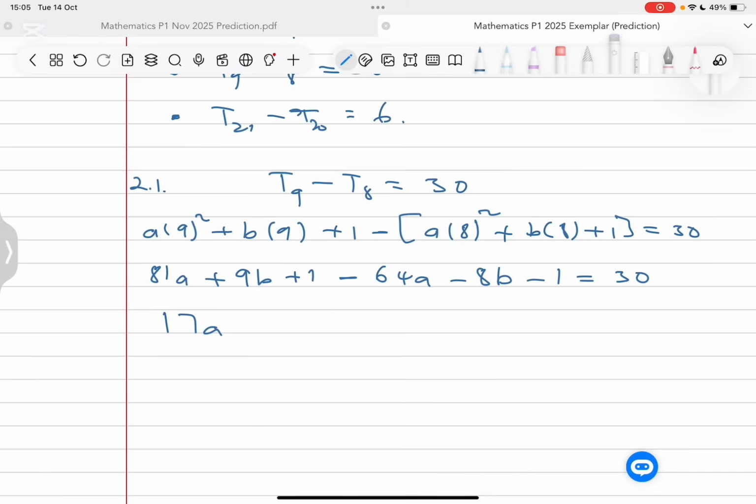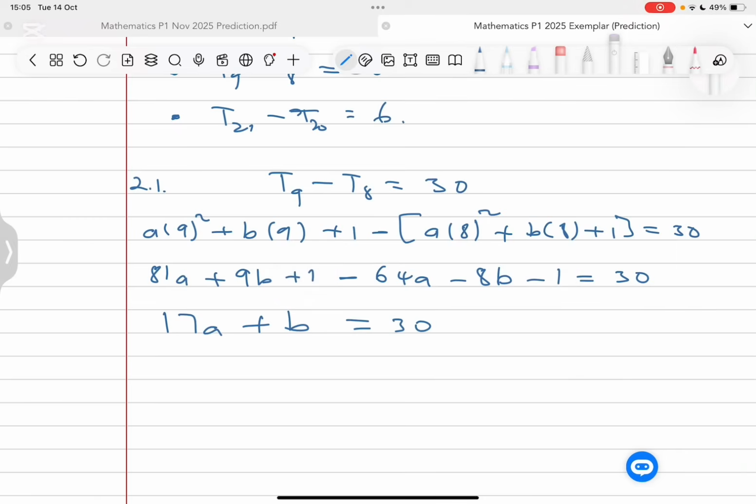And I also have 9b minus 8b. That will simply be b. A positive b there because the number that has the bigger sign is the 9, it is an 8. And you would notice that the 1 and the negative 1 will cancel out to be 0. And this will be equals to 30.